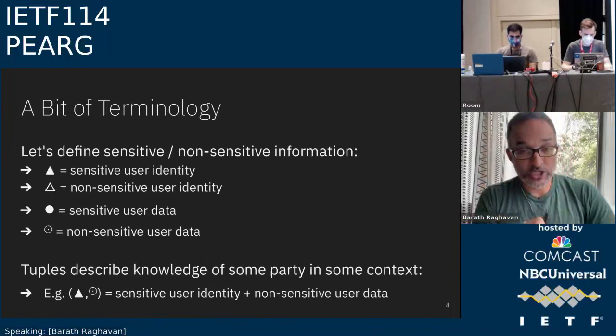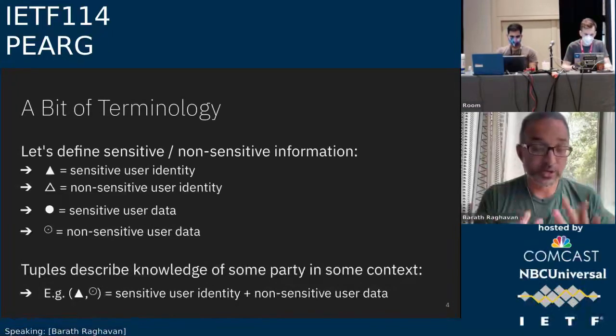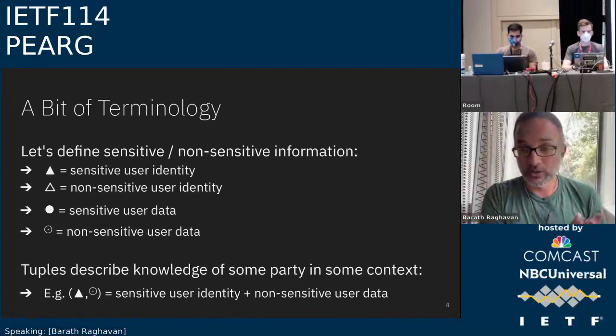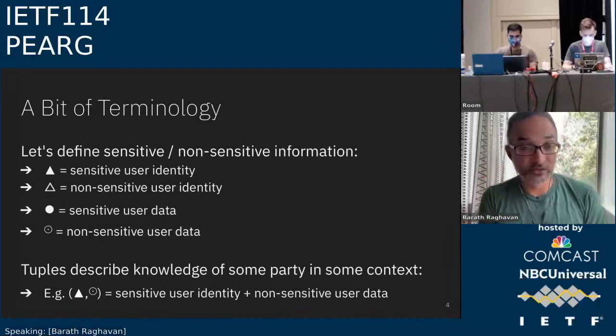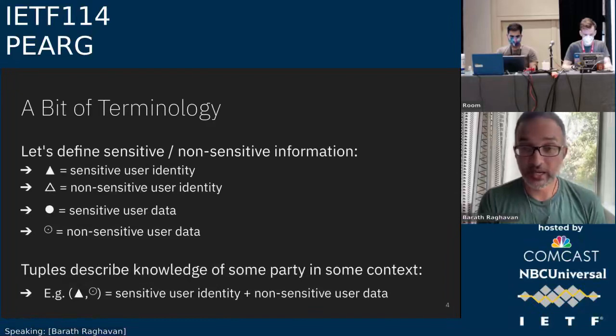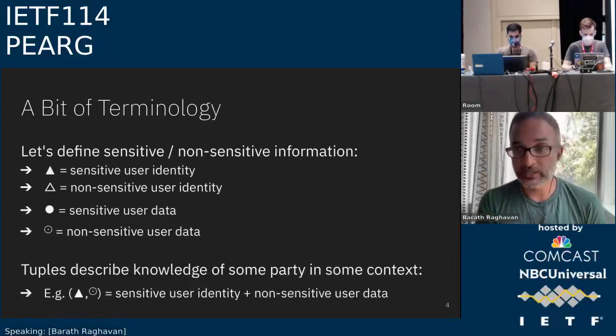A little bit of terminology, trying not to make it super terminological, just to be clearer about what we're talking about. We're going to have a very crude binary distinction between sensitive and non-sensitive information. That's the level we're going to stay at. It's very high level. This filled triangle is going to be sensitive user identity, so this is my name, or maybe in some contexts, my home router IP address. And the hollow triangle is a non-sensitive user identity, some sort of temporary or random identifier.